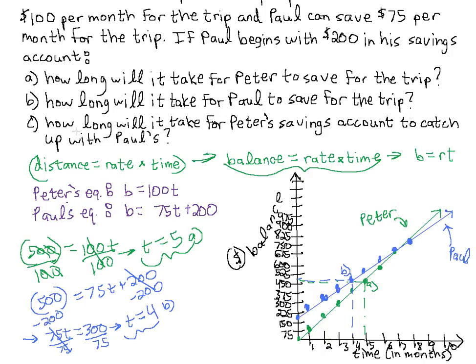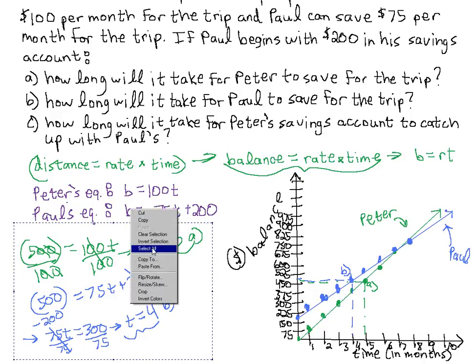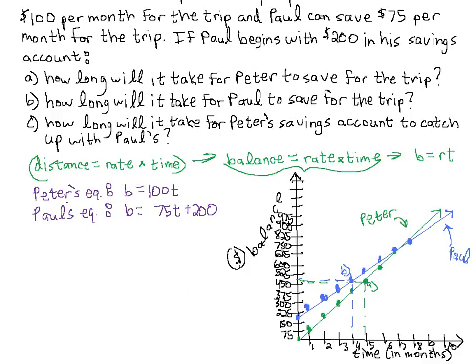Now the third question is, how long will it take for Peter's savings account to catch up with Paul's? So in essence, we want to know the value of t, how long it takes. We're talking about time. We want to know the value of t that, when we set these two equations equal to each other, makes them equal. If b equals 100t, regardless of whose equation it is, we can substitute in 100t right here for b, because we know b is equal to 100t.